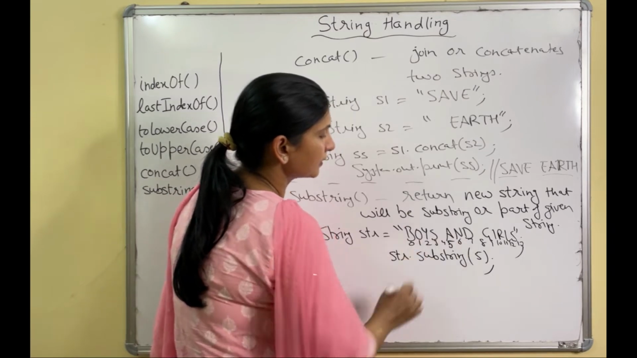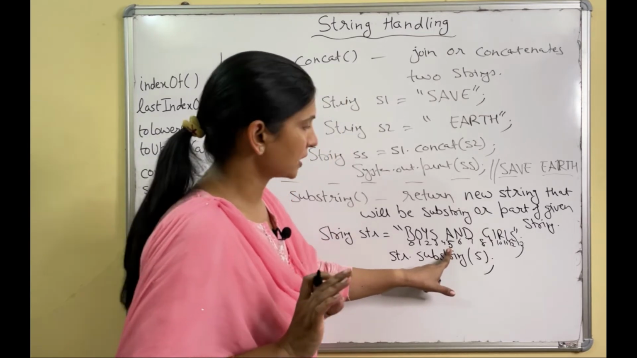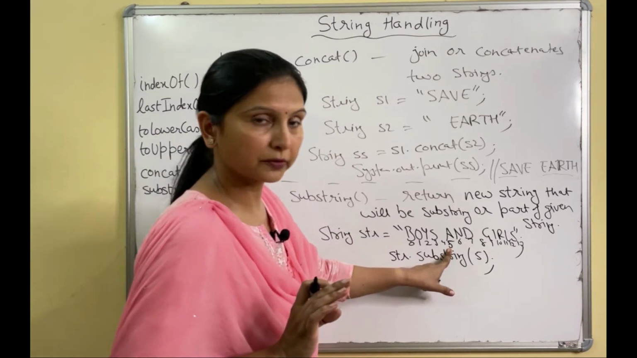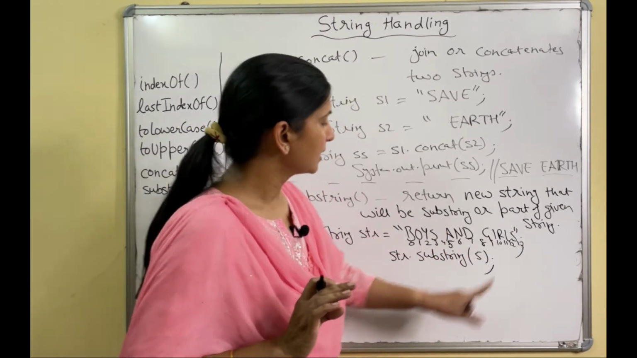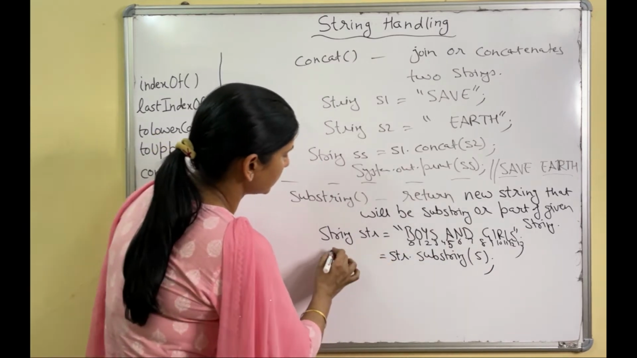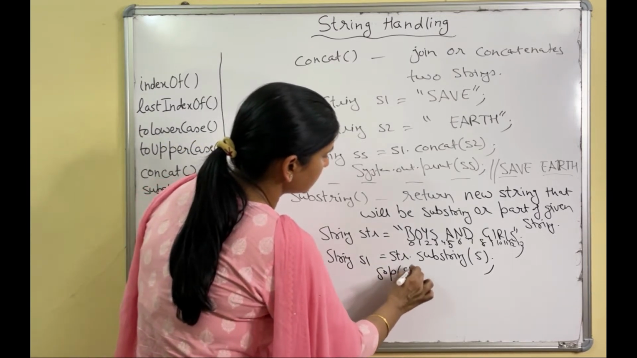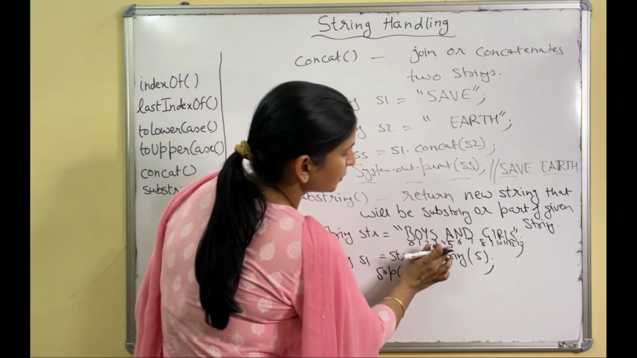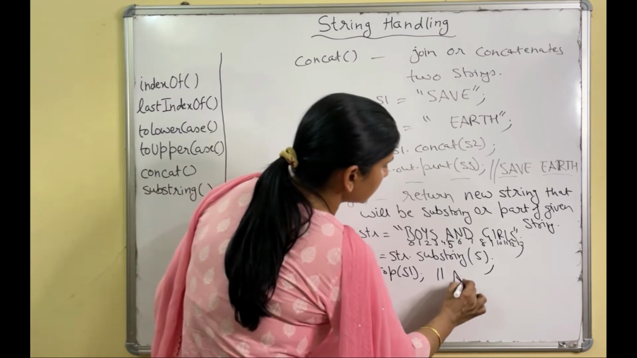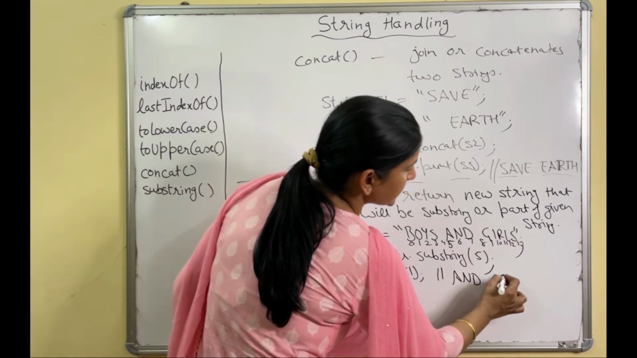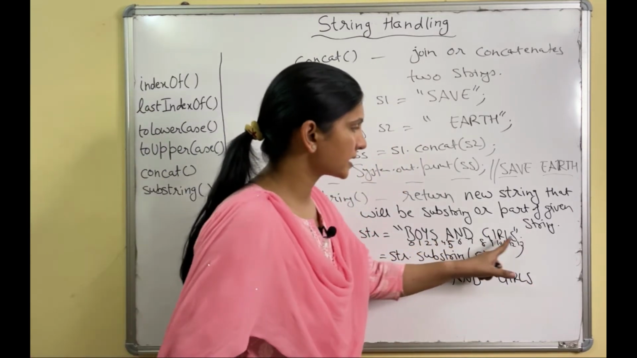Only 5. So this is the starting index, right? So what does it return? It will return the substring that starts from the 5th position. Which character is on the 5th position? A. So it will start from here till the end, right? So when I assign it to another string s1, and if I display s1, what should be displayed? It will start from the starting index 5, so it will start from A till the end, and space girls will be returned. From the starting index till the end.